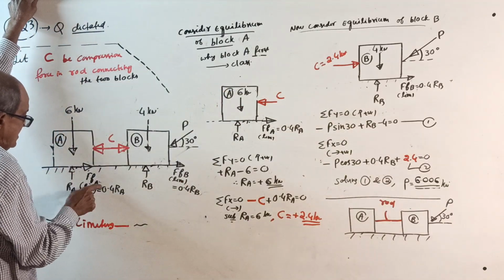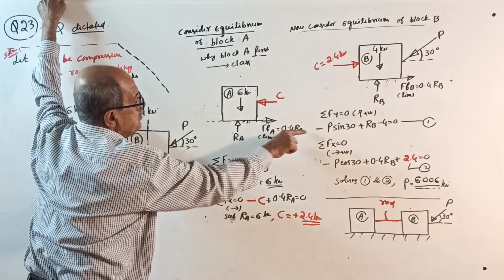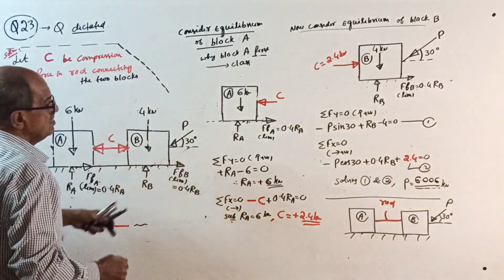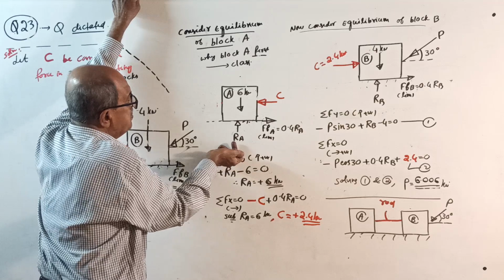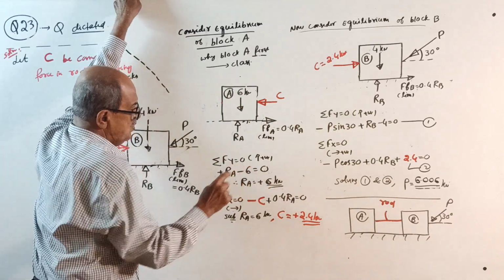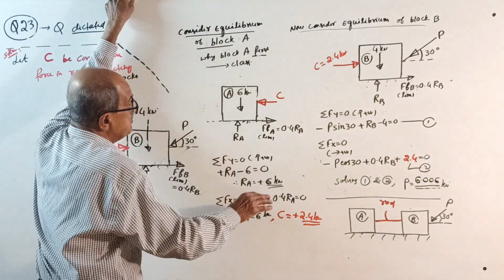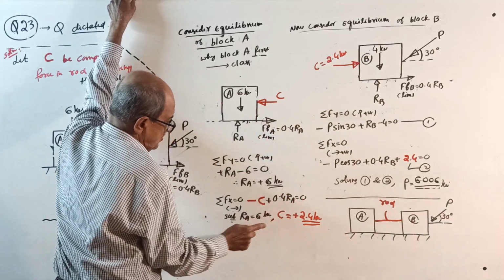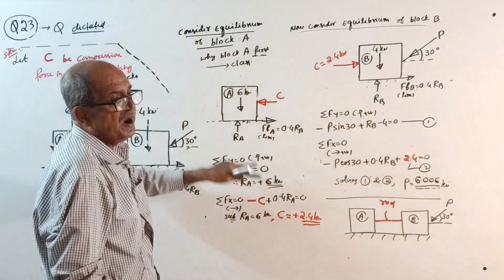RA, FFA to the right side, limiting 0.4 RA, and this compression force C. I think I don't have to explain. Sigma Fy = 0: plus RA minus 6 equal to 0, RA will come 6 kilonewton. Sigma Fx = 0, right side positive: minus C plus 0.4 RA equal to 0. Substitute RA 6 kilonewton. Compression will come 2.4 kilonewton.